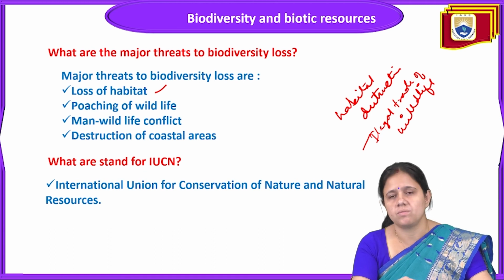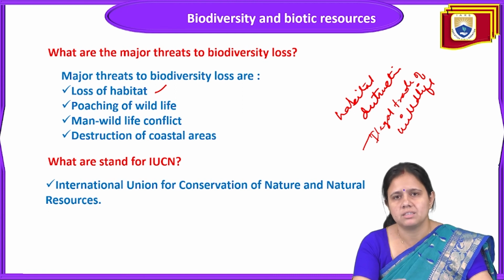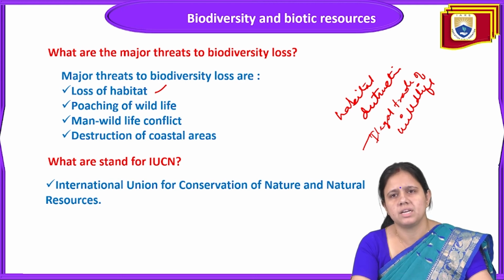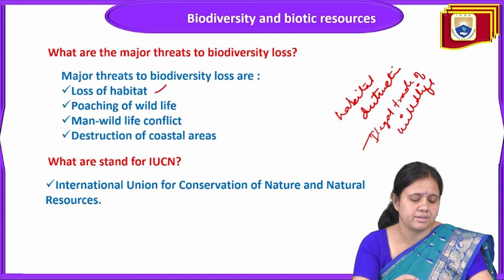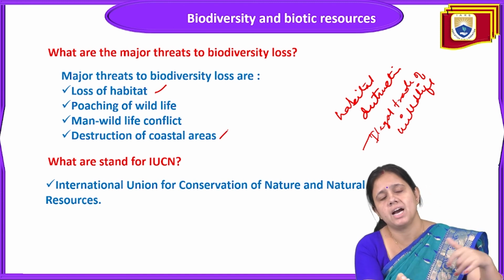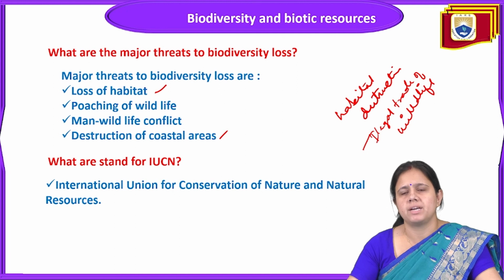Next is the destruction of coastal area. Destruction of coastal area means habitat destruction. Again, here comes the point, that is habitat destruction. The habitat of the coastal area has been destroyed due to human activity and pollution. That's why there is a threat of biodiversity loss; the biodiversity belonging to that particular place will be at very high risk of becoming endangered or critically endangered. That's why they are the major threats for the loss of biodiversity.